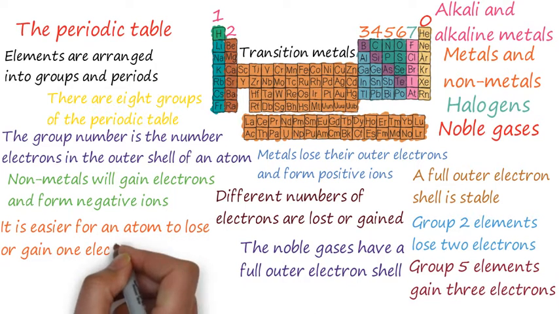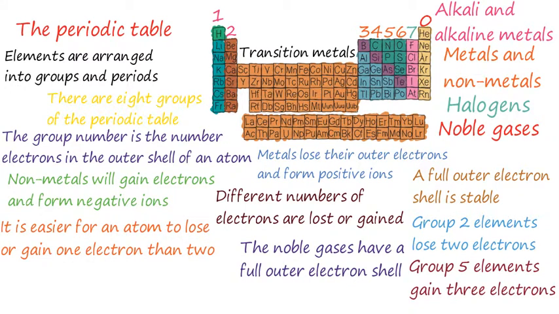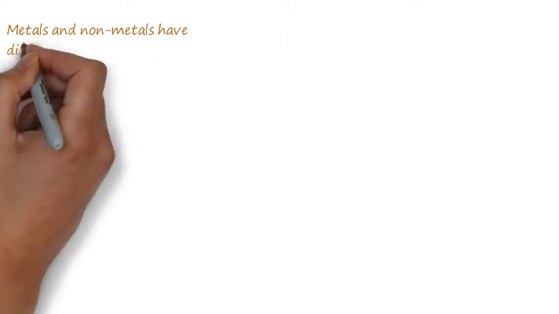The number of electrons that are lost or gained determines reactivity. It is easier for an atom of an element to lose or gain 1 electron than it is to lose or gain 2 or more. This means that groups 1 and 7 are the most reactive. Group 0 elements are unreactive because they have a full outer electron shell.